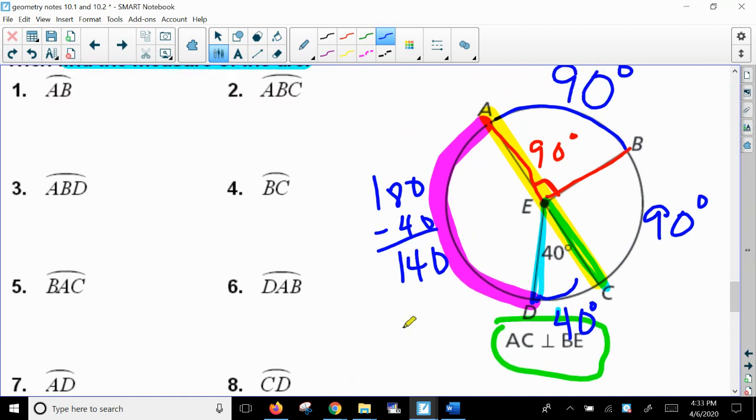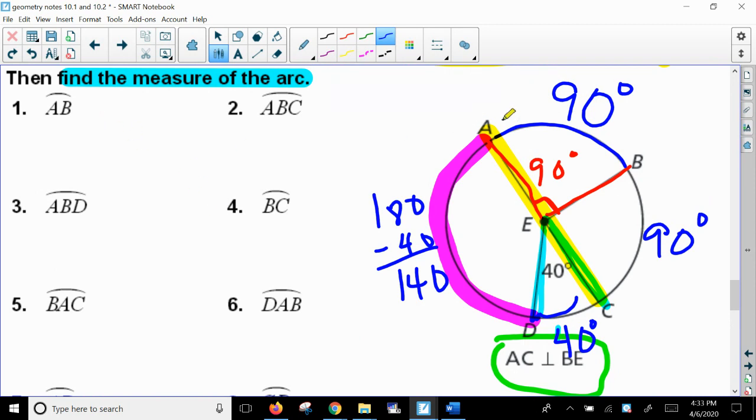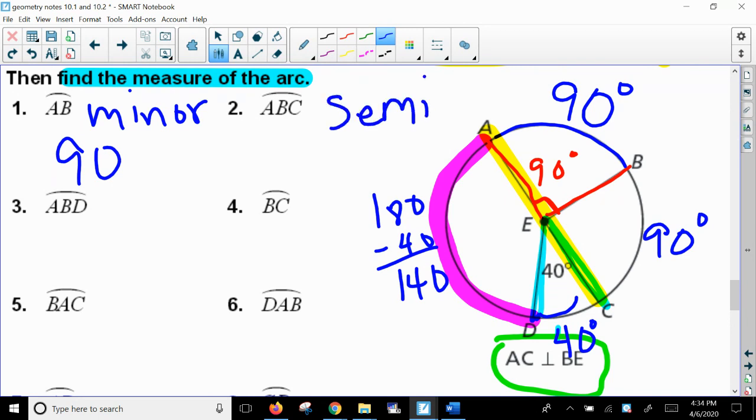Okay. So number one, arc AB. That is less than 180. So arc AB is a minor arc, and the measure of it is 90. Number two, arc ABC, that is a semicircle. Semicircle is 180 all the time.